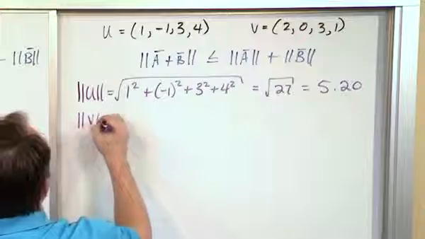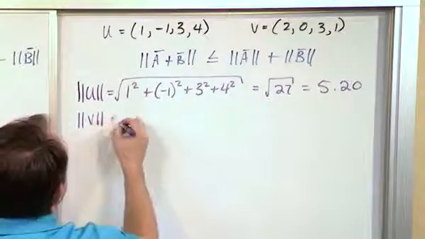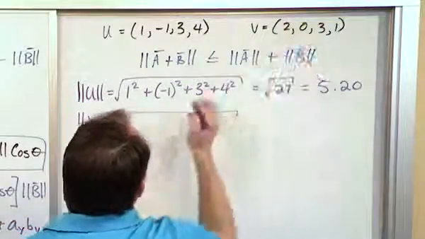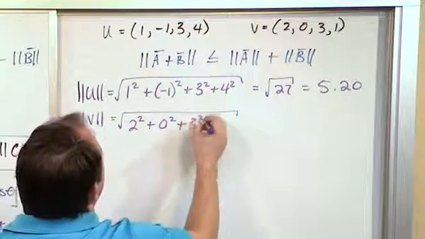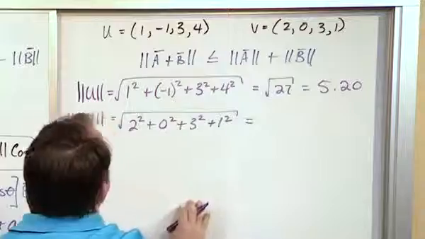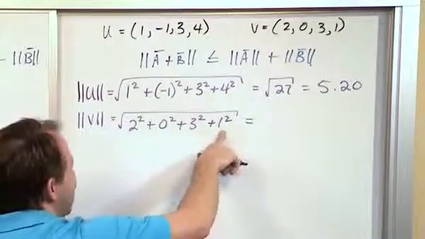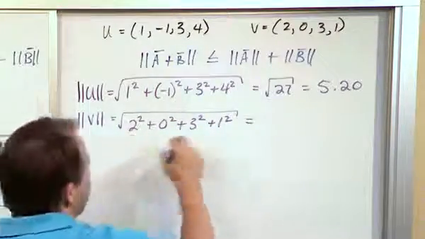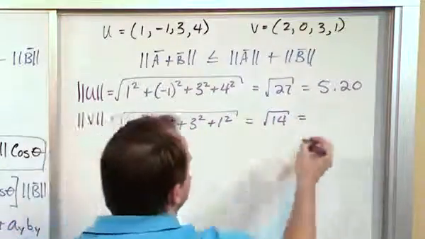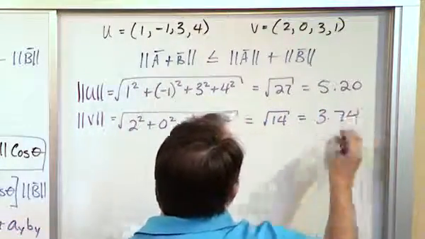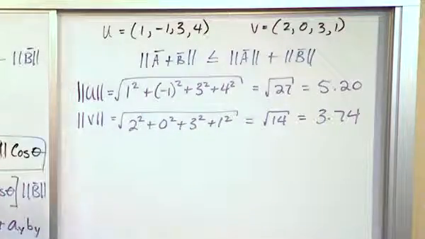Now, the norm of V is going to be the square root of 2 squared plus 0 squared plus 3 squared plus 1 squared. So here we have 4 plus 9 is 13 plus 1 is 14. If you take the square root of 14, you'll get 3.74. Again, just getting decimals so that I can do a nice comparison.